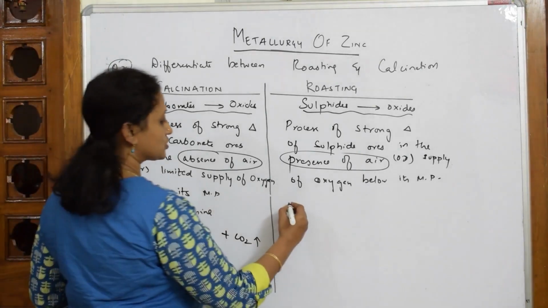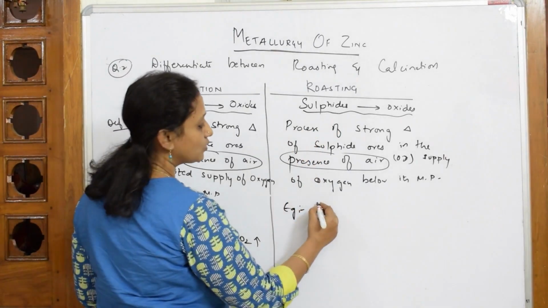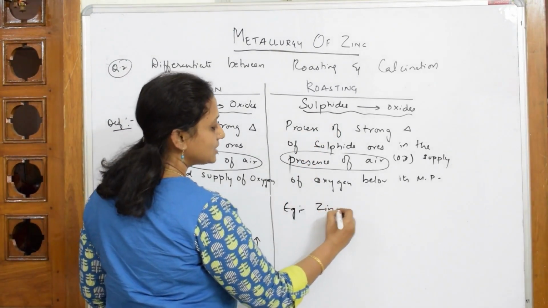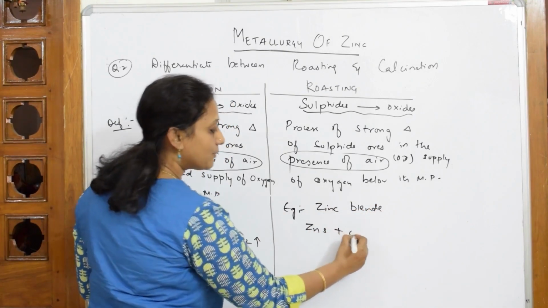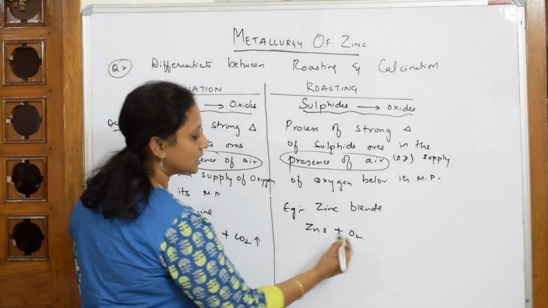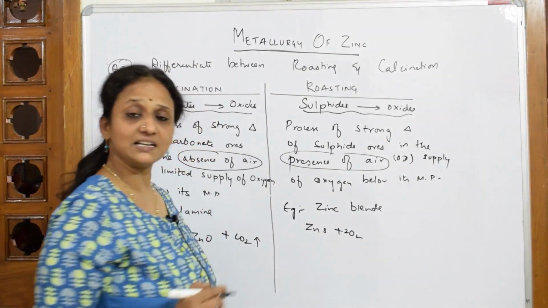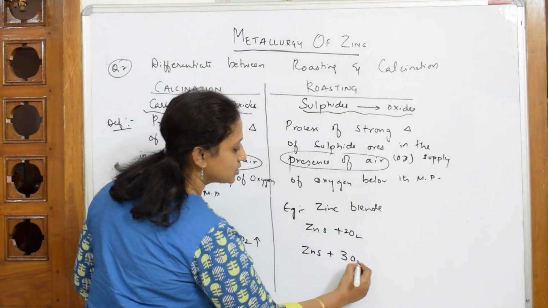Now when I take roasting, what did I say? I have to take sulfide ores. So what is sulfide ores? Yes, zinc blend, correct? I'm going to take zinc blend, that is zinc sulfide. Now I'm going to add oxygen. Now there are two conditions here. I can roast zinc sulfide with 2 moles, I can roast zinc sulfide with 3 moles of oxygen.